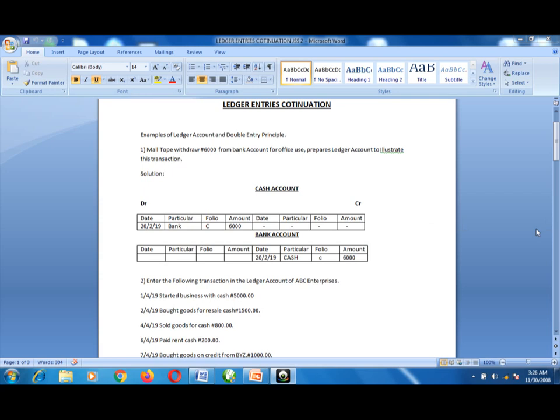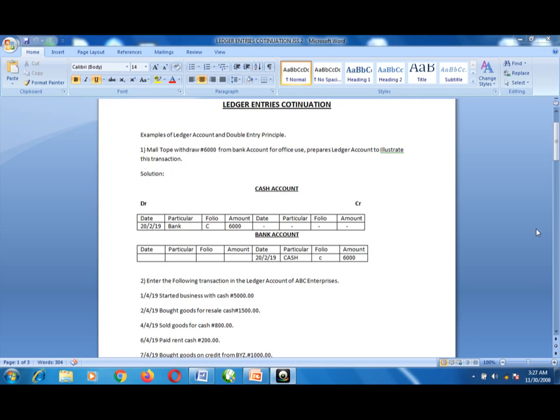We are to continue with ledger entry posting. Ledger entry. This is the continuation of the class. Today we are to deal with an example of ledger entry, an example of ledger entry account and the double entry principle. Example: Madam Tope withdrew 6,000 naira from bank account for office use. You are to prepare ledger accounts to illustrate this transaction.